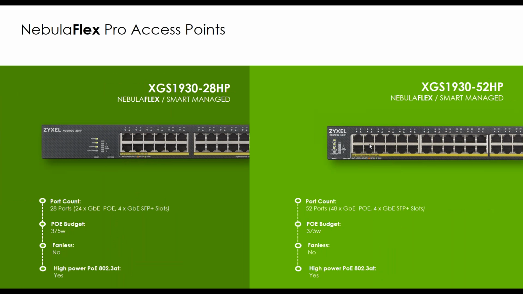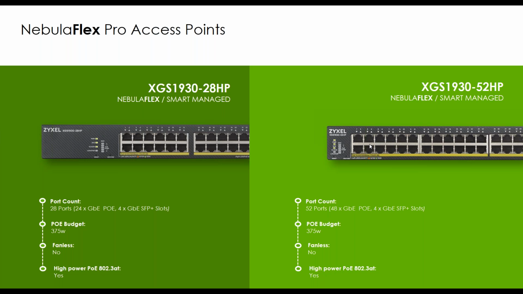Right, so the two switches which we have available on the XGS 1930 range are the 28 and the 52 HP. Again, we do have the non-PoE ones, but for this demonstration, I am going to just go over the PoE switches at the moment.